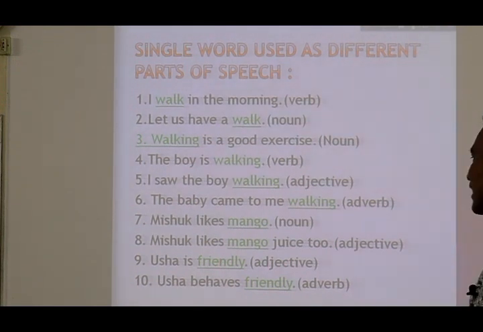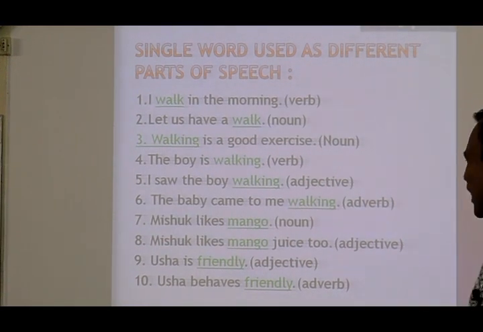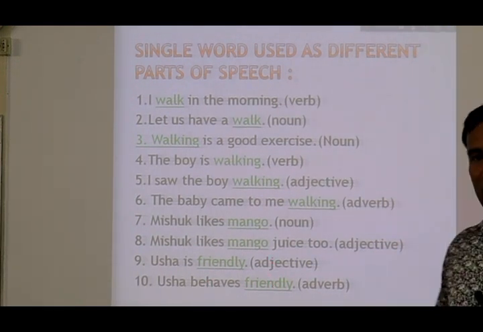But in sentence number 10, Usha behaves friendly. Adverb, because here friendly modifies behave, a verb. Friendly tells us how Usha behaves. So here friendly gives information about behaves, about verbs. So friendly here is an adverb.